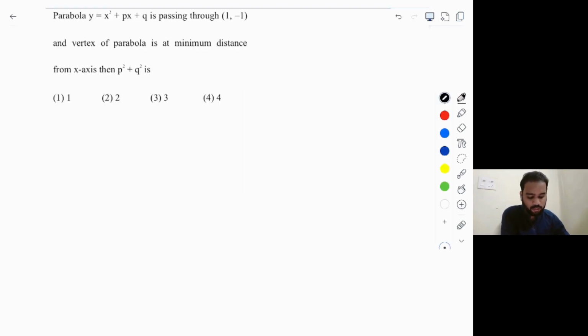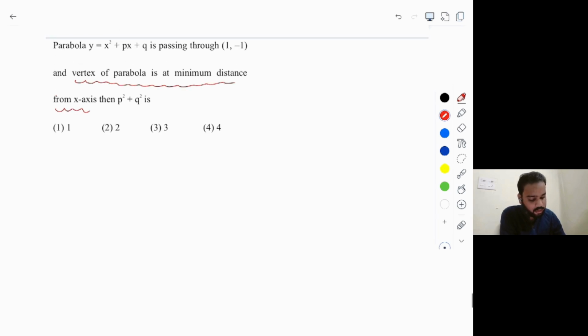Now, this is a question from once again a quadratic function, or it can also be taken as a question from parabola. The question is straightforward actually. You have the parabola y = x^2 + px + q passing through the point (1, -1), and also the vertex is at the minimum distance from the x-axis. That is the important statement we have to concentrate on. So let's try to analyze the question step by step.